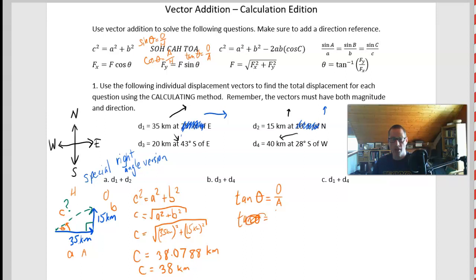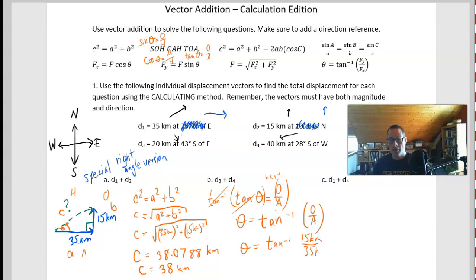Oh, you know what? I should rearrange it. Let me just erase that. So let's make theta all by itself, and so theta is equal to, what you want to do is take the tan inverse of both sides. Making a mess of things, but it works out. The tan inverse of tan, they cancel out, and so you're left with theta equals the tan inverse of opposite over adjacent. And in this case, the opposite is 15 kilometers, and the adjacent is 35 kilometers.